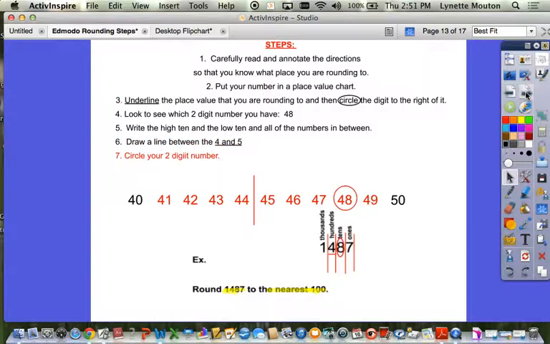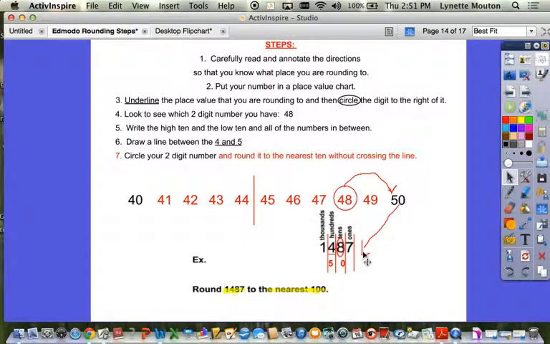Circle your two-digit number. There it is. 48. And then, since the wall is between the 4 and the 5, you go to 50. Very good. And what you were saying is round without passing the wall. Very good, without going over the line. Round your number without going over the line. Who wants to tell me about this step right here? What are we doing here?